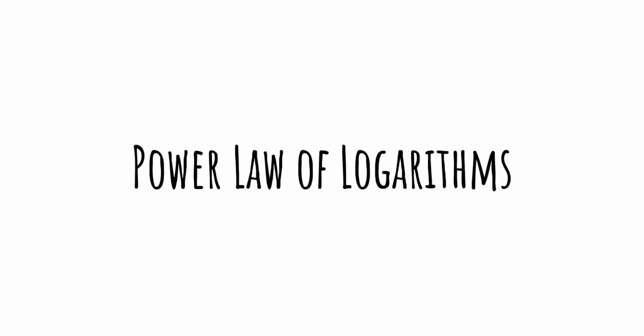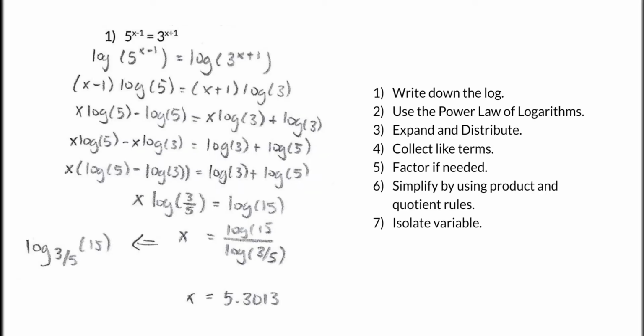The second method is to use the power law of logarithms. To solve equations like these, we first take the log of both sides. Next, using the power law of logarithms, we can take the exponent and rewrite it as the coefficient of the equation. We do this to make it easier to isolate the variable from the exponent.